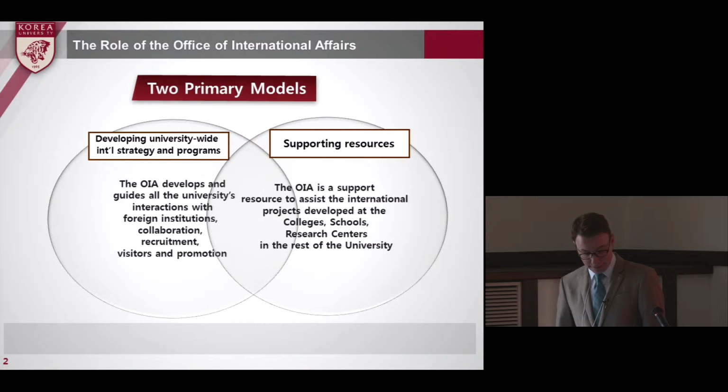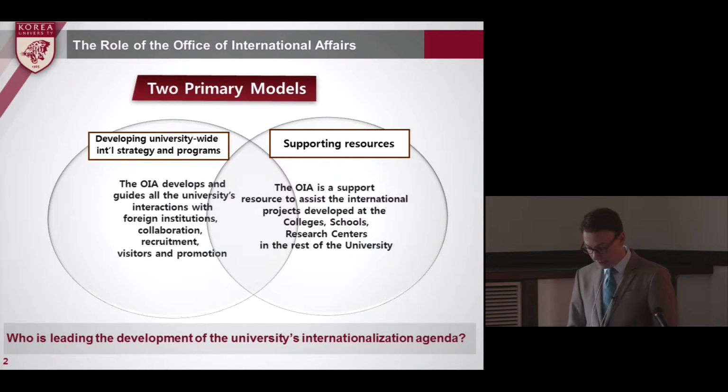So this self-reflection that we went through during this period of growth led us to ask the question: who is leading the development of the university's international agenda? Is it the administrative offices, or is it actually the ground floor, where all of the actual activity should be happening? Well, in this graphic here, you can see there's an overlap in the two circles.